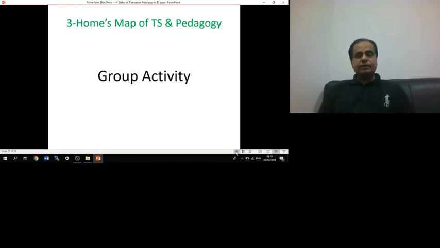If I have a face-to-face class, I would ask you to do this group activity, that you see this map once again with the help of what I have said so far, and then you try to write your own points, how translation pedagogy is related to translation studies. Of course, we are using Holmes' Map here. We can do it in a different way as well.